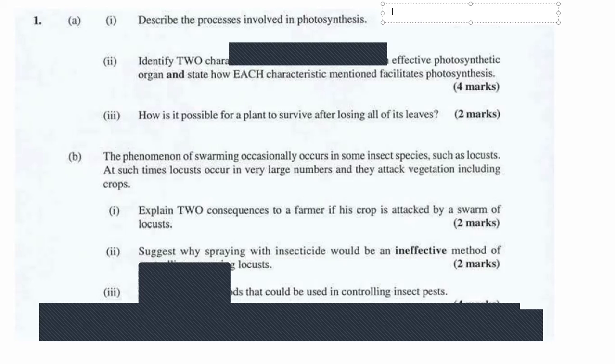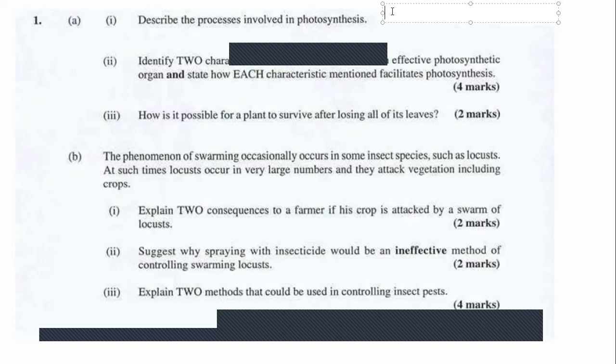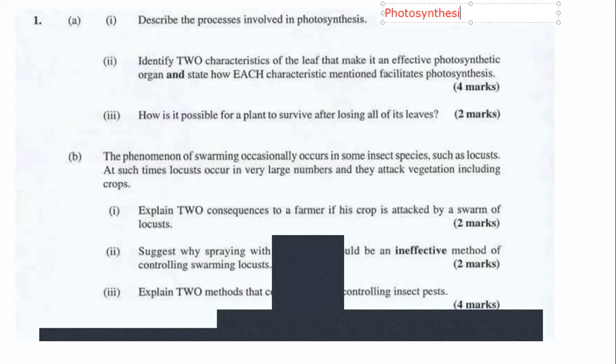Shantavia, are we supposed to do all of them or just choose one? We're doing the first question and we're stating where in the plant specifically does photosynthesis take place. So we're doing the entire question together. The chloroplast. All right, beautiful. That's what I'm looking for.